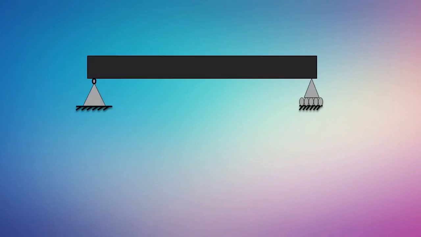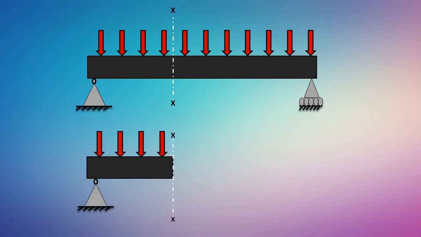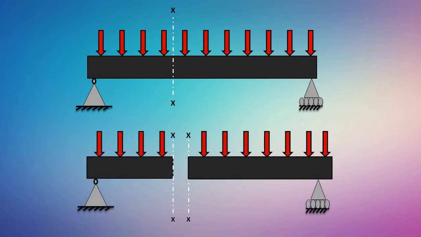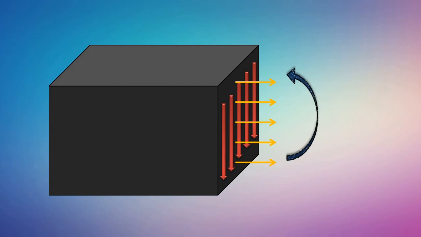Now suppose this is one beam and some transverse load is acting on it. Let's take the section at XX and cut that beam. When we take a closer look at the cross section, we will see due to the transverse loading, there are three internal forces developed in the beam, which are normal force, shear force, and the bending moment, which ultimately induce internal stresses, strain, and the deflection in the beam.